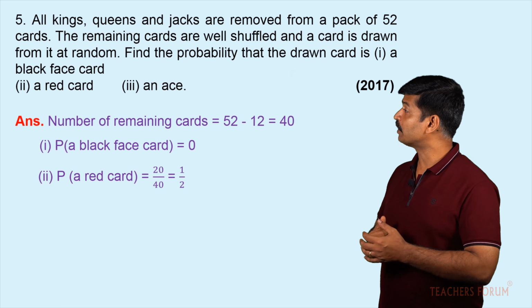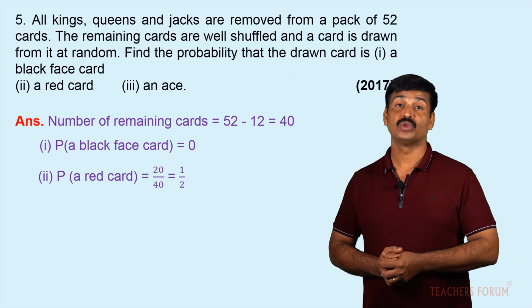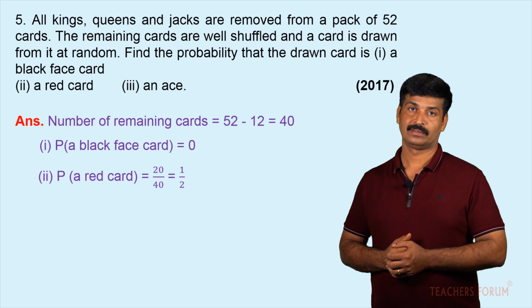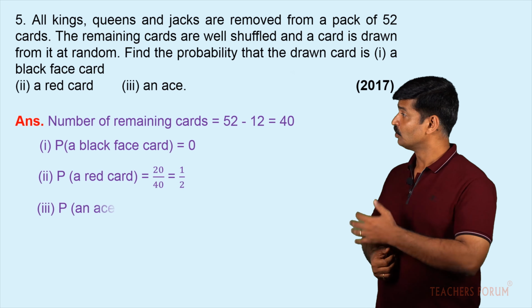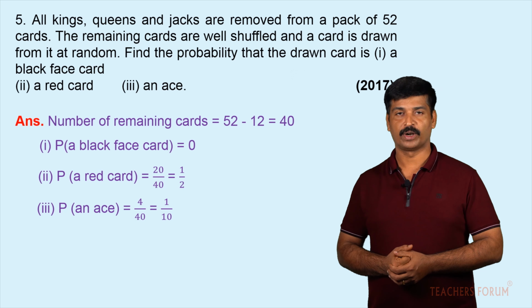Now the next one, what is the probability of getting an ace? You know there are 4 aces in a deck of 52 cards. So probability of getting an ace is 4 by 40, that is 1 by 10.